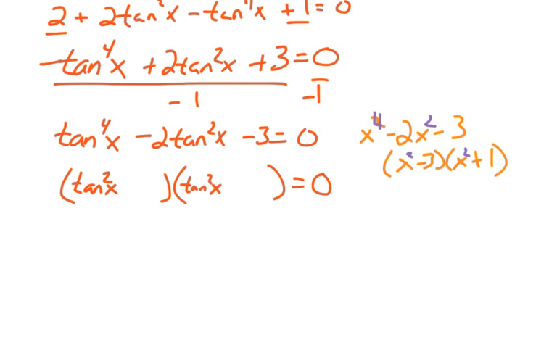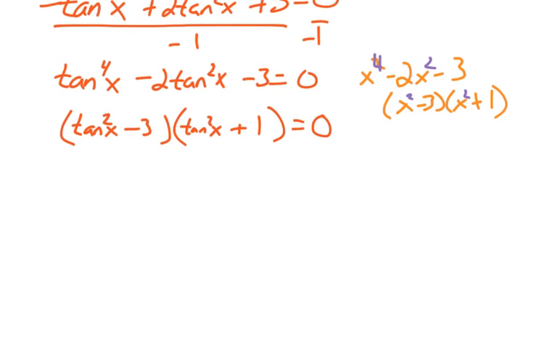And the numbering system and figuring out the two numbers is exactly the same. Two numbers that multiply together to get -3, add together to get -2. Those two numbers are -3 and +1. So now we're factored. We can set each factor equal to 0.